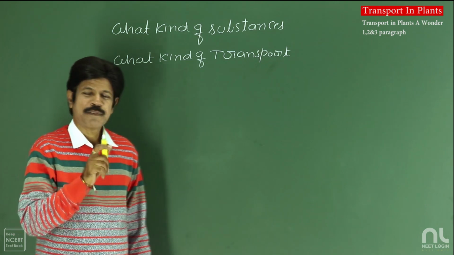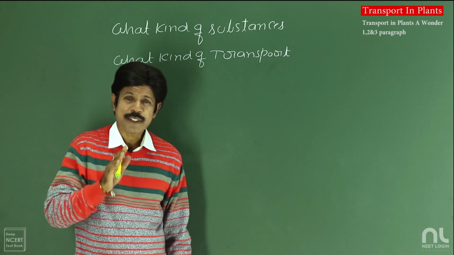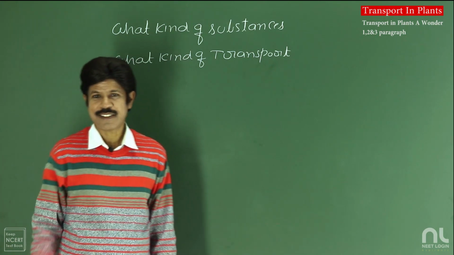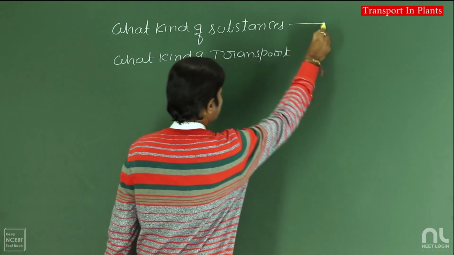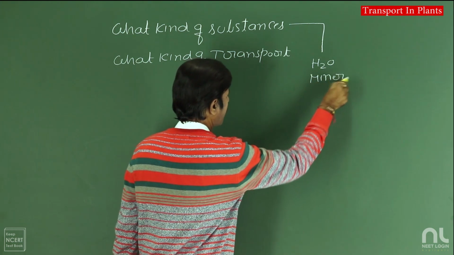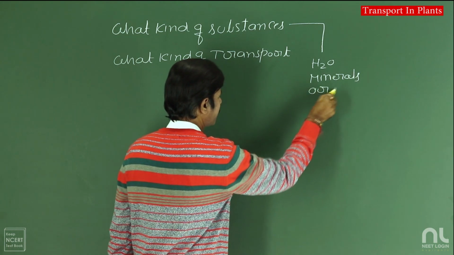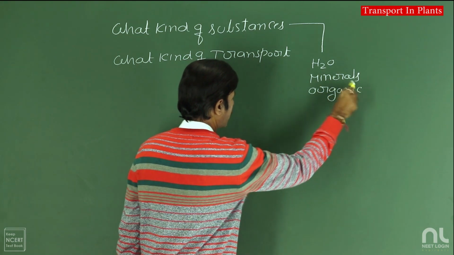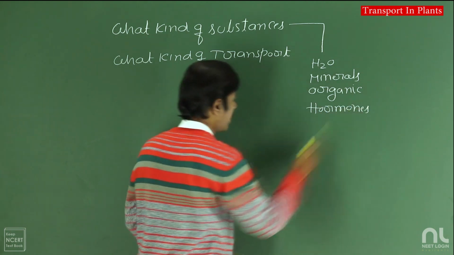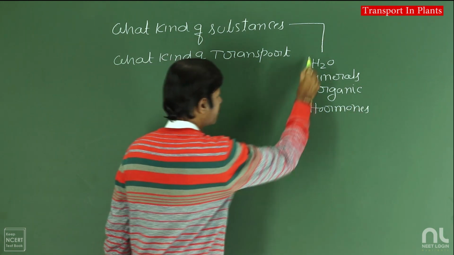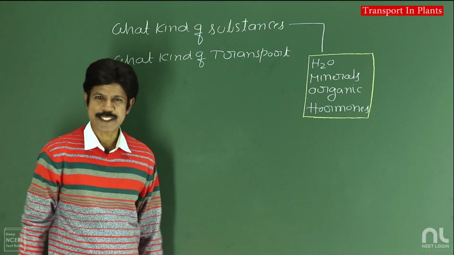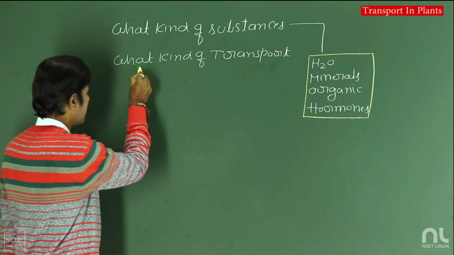In that first page, second paragraph, what kind of substances are we talking about, and what kind of transport is it? What kind of substances? It is water, minerals, organic substances and hormones. We are talking about the substances. And what kind of transport?